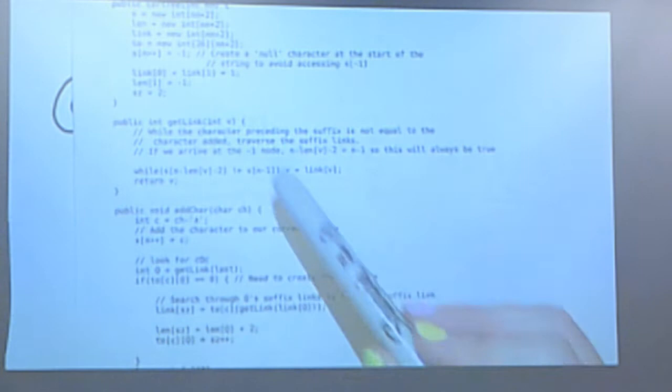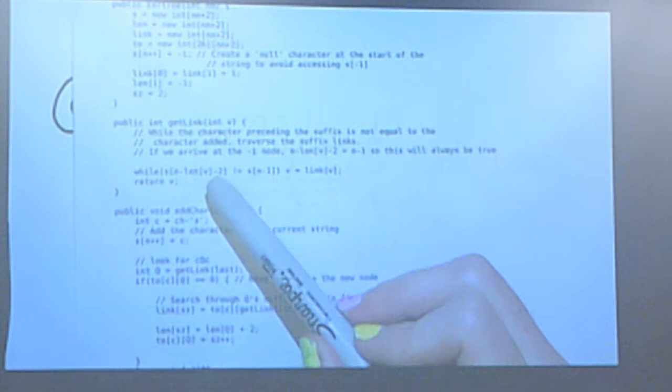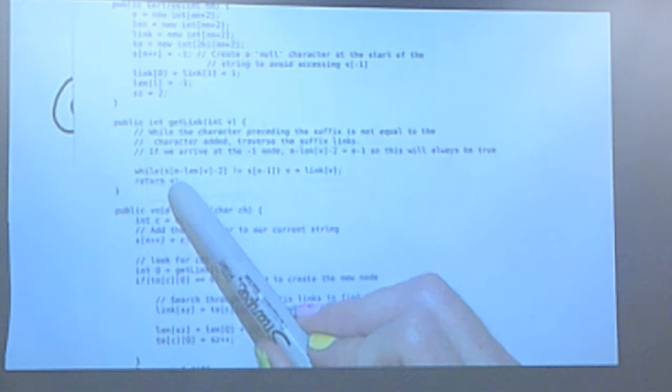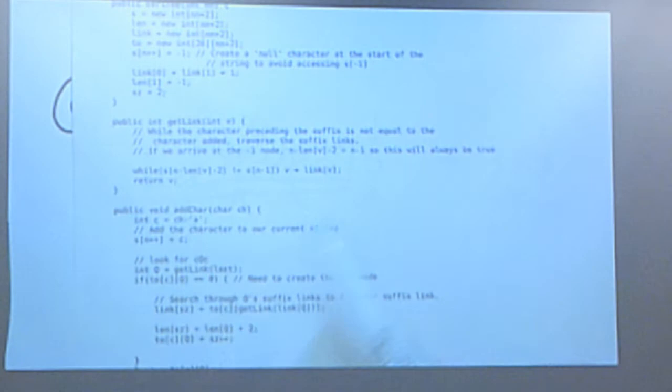So here, if we're adding C, we're going to look for the palindrome Q, and then C. We're going to say int Q is equal to get link of last. Last is the latest palindrome, the longest palindromic suffix right before us. This get link is what I explained before. It's like, while the character preceding this palindrome is not the one we just added, we follow the suffix link. And then it returns V either when we found one, or it'll eventually find one, because if we get to the null string, it'll just compare the character with itself.